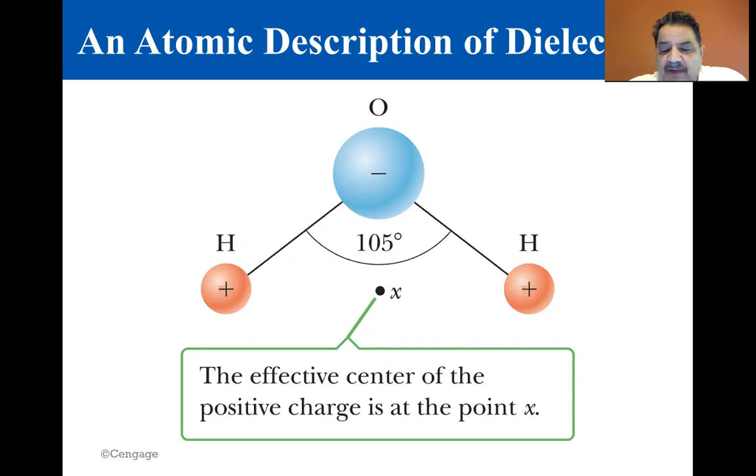The center of negative charge is at the oxygen atom, and the center of positive charge lies at the point midway along the line joining the hydrogen atoms. It's point X in the diagram. Materials composed of molecules that are permanently polarized in this way have large dielectric constants.